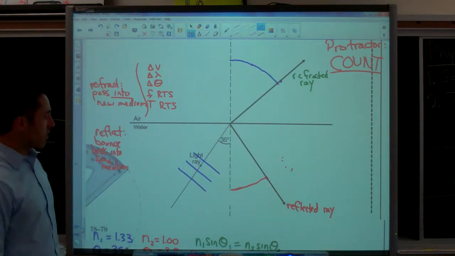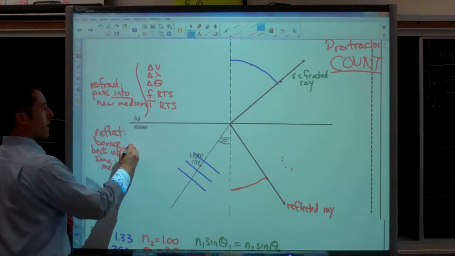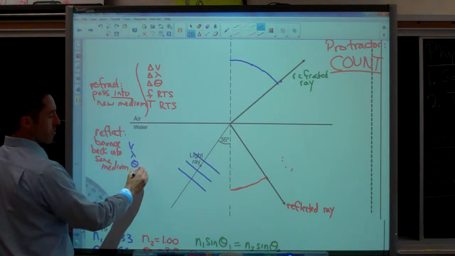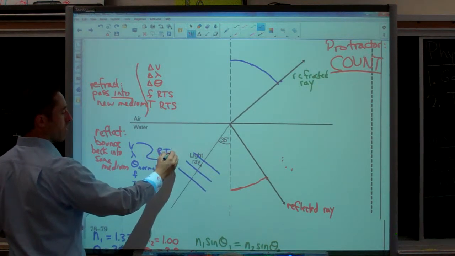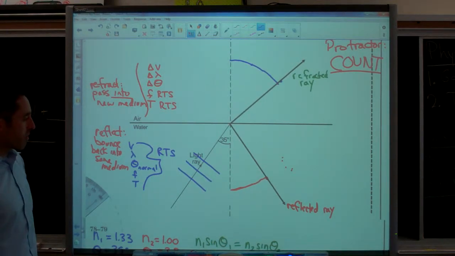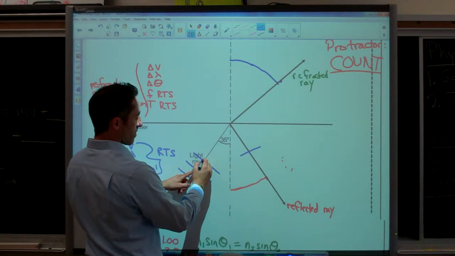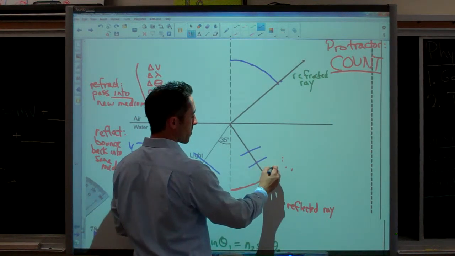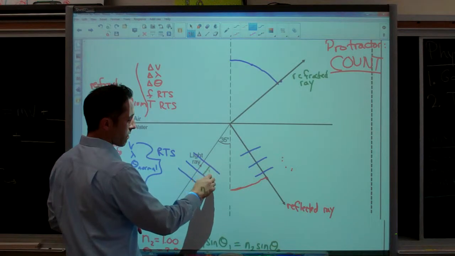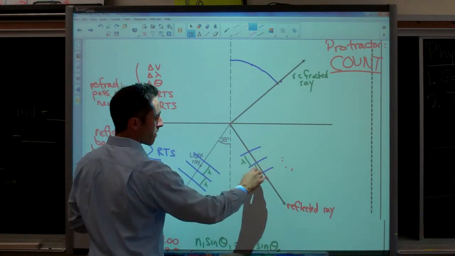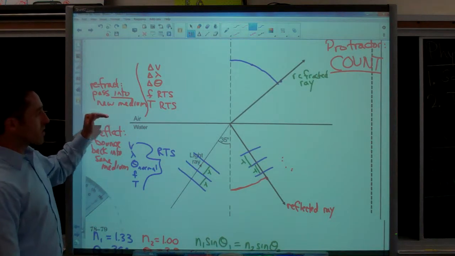Now, reflection, where you bounce back into the same medium. Wave speed, wavelength, the angle relative to the normal, the frequency and the period all remain the same. RTS, they all remain the same. So on the reflected ray, this wavelength should be repeated. It's about this far, so I'll do my best to estimate. You could, of course, measure this with a ruler. But your wavelength, which is the distance from here to here, that's a wavelength. That's a wavelength. That's a wavelength. That should be the same if you're in the same medium. Reflection doesn't change that. Refraction, however, does.